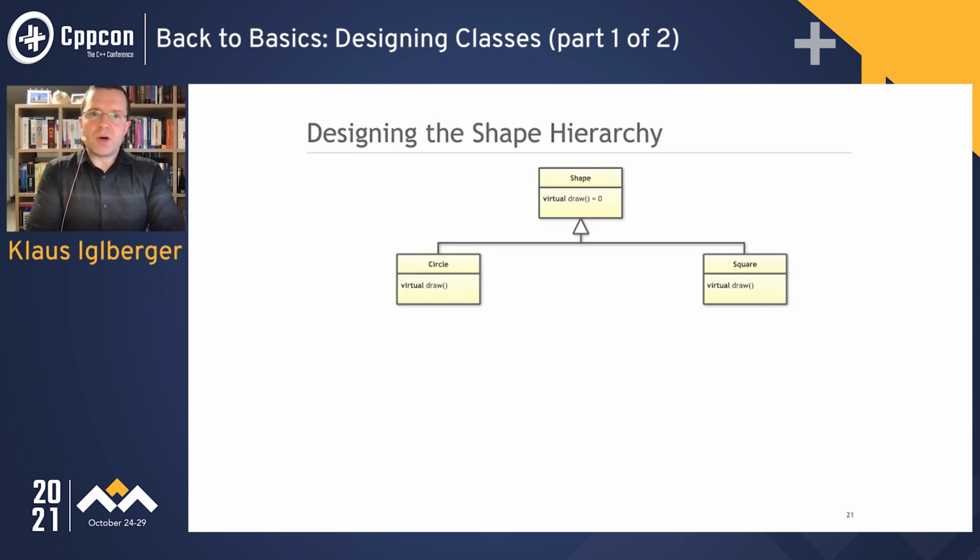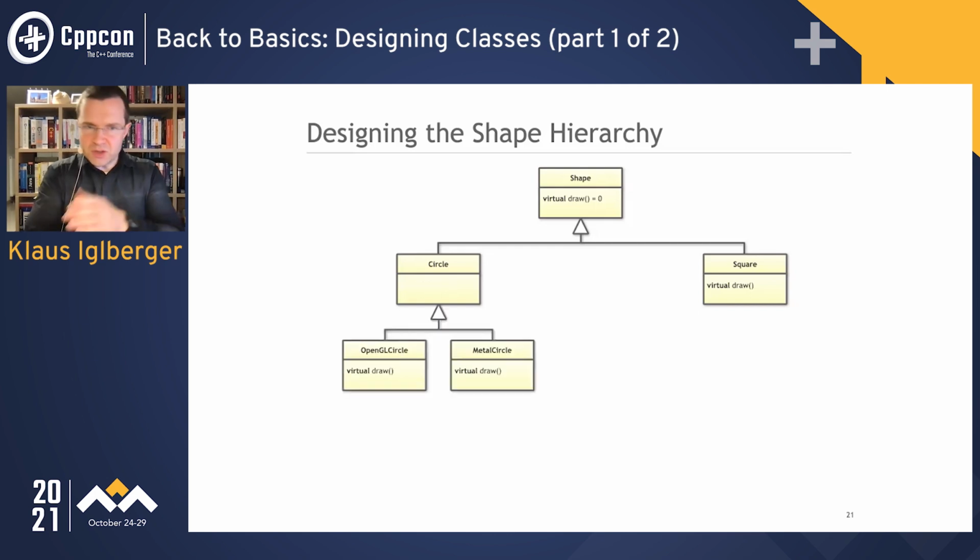Now, what can we do about it? Well, the naive approach is to just add another layer in the hierarchy. So let's not implement this in circle, but add another layer to actually show these different implementations. OpenGL circle, that, of course, implements draw by means of OpenGL. Metal circle, 3DX circle, all kinds of circles that implement this draw function differently.